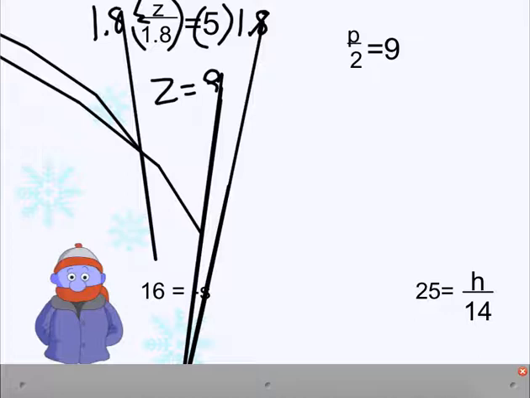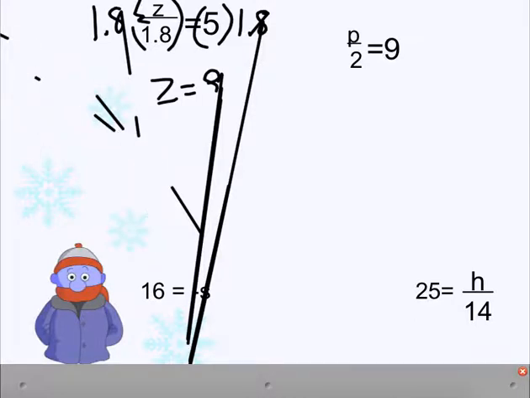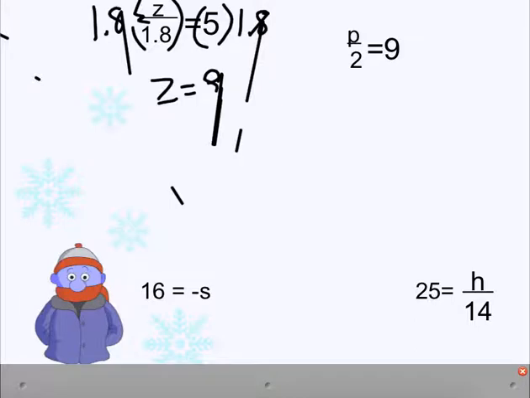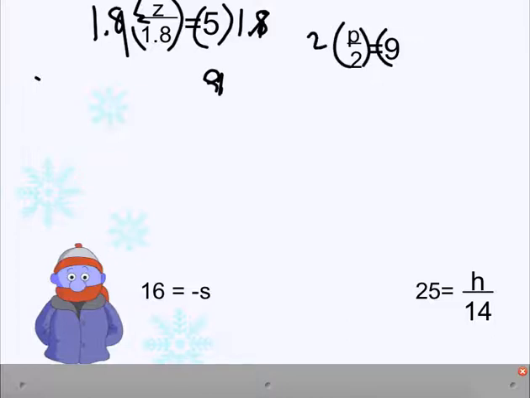All right, let me just give some space, make sure that we can see everything. Okay, then we say p divided by 2 equals 9. Well, we divided by 2, so I multiply by 2. And I get p is equal to 18.